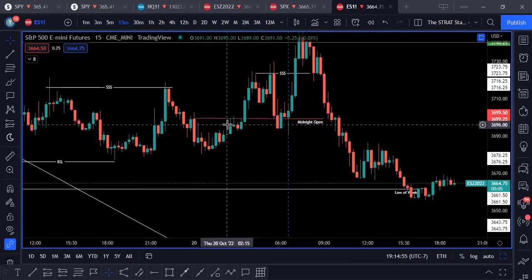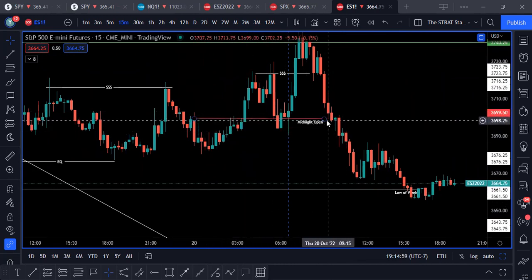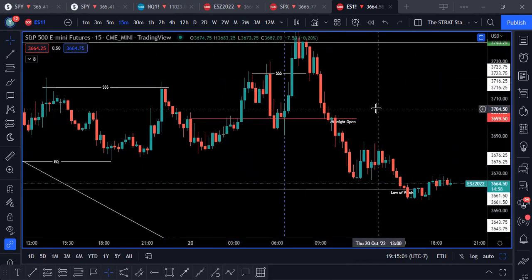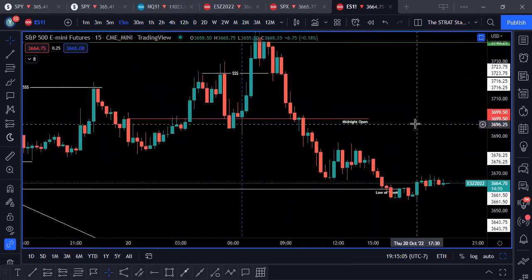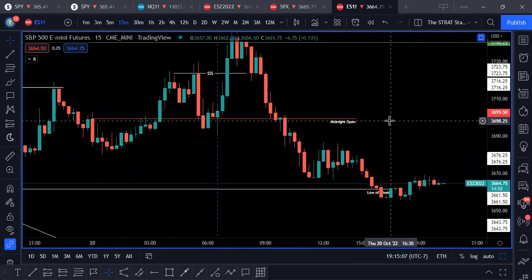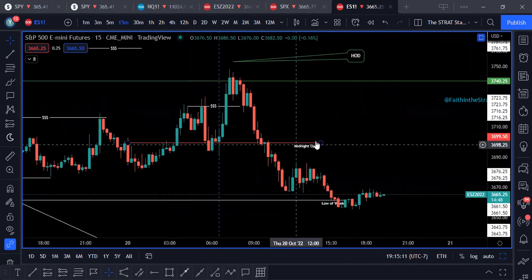Midnight open, that's just the open of the market before us, which would be London. I always like to mark that because I like to see how price reacts around it. Sometimes we can bounce off of it, go through it. Of course, price doesn't bounce on its own, but I know if there's traders like me trading it, they're going to be paying attention.